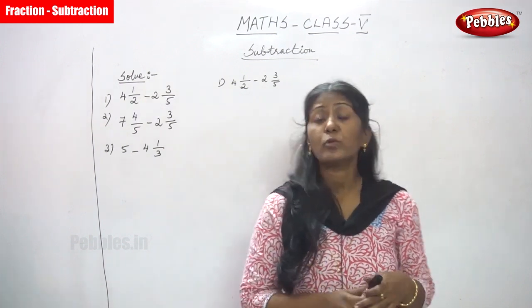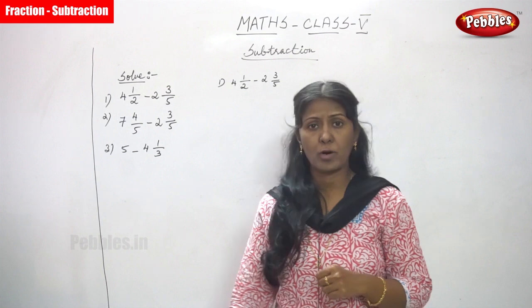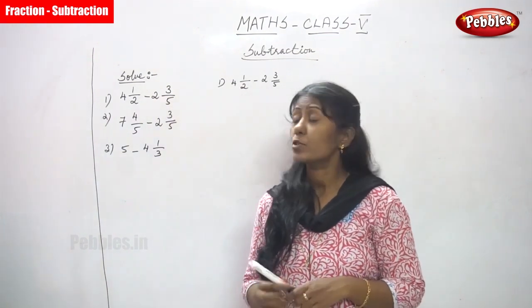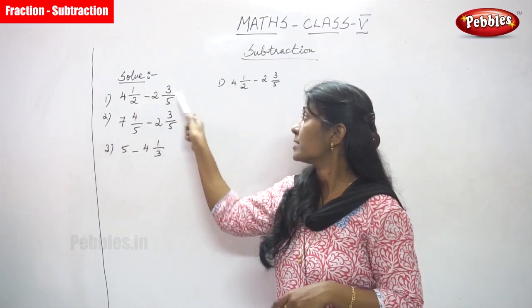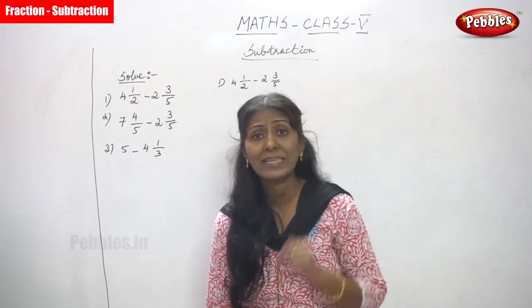Okay, now we are going to do the subtraction. Our question is to solve, but we are going to do the mixed fraction solve. So the first sum is 4 1 by 2 minus 2 3 by 4. This is the first question, so we are going to solve only this sum.